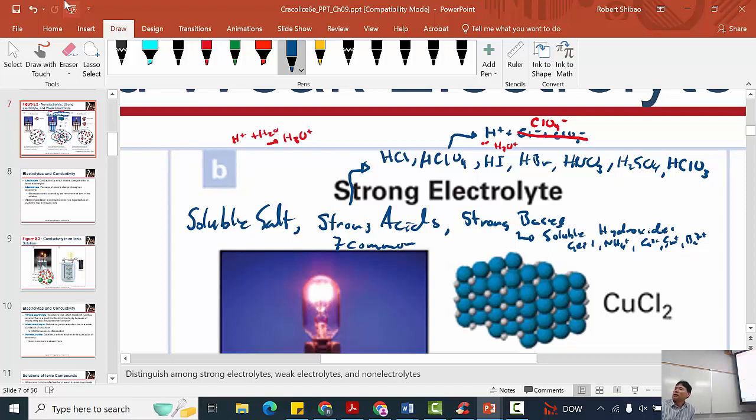Magnesium hydroxide, insoluble. Mg is group 2, but calcium is okay. It's a group 2 also, but magnesium's not. Magnesium hydroxide is insoluble. Is it a strong base? No, it's a weak base. The way you can memorize is just group 1, and calcium, strontium, and barium. And ammonium. Yeah, ammonium's on all of them.